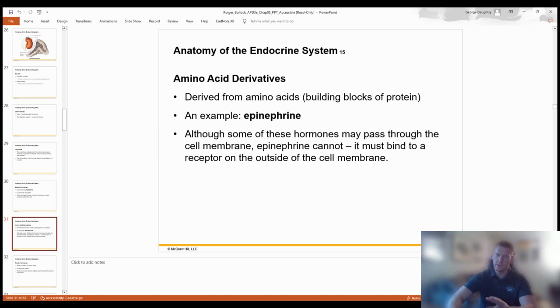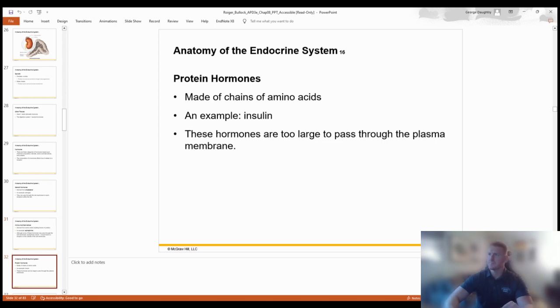in order for that amino acid derived hormone to take action on the target cell. I know that was a lot, but just keep in mind that amino acid derived hormones were derived from an amino acid, of course, but that means they will need some type of specialty receptor in order to take action on the target tissue. It cannot pass the cell membrane on its own like other hormones can.